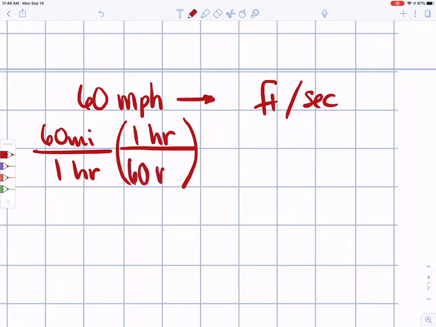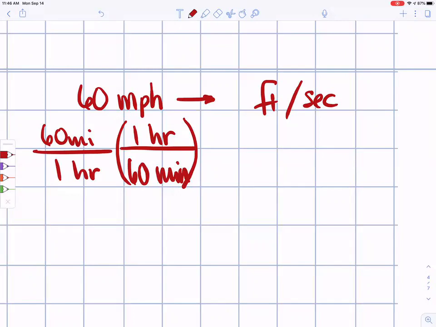All right, now let me stop right here. Why did I use 1 hour on top instead of on bottom? Oh, I wanted my hours to cancel out, right? I wanted my hours to go away. Why did you use 1 hour over 60 minutes? Why not use 1 hour over 60 seconds? What had to be true about the top and the bottom? They must be equal. Now, wait a second. If you have a fraction and the top and the bottom are equal, what do you know is true about that fraction? It equals the number 1.